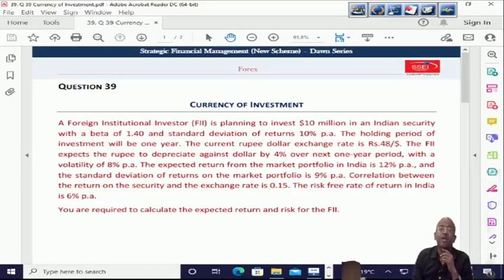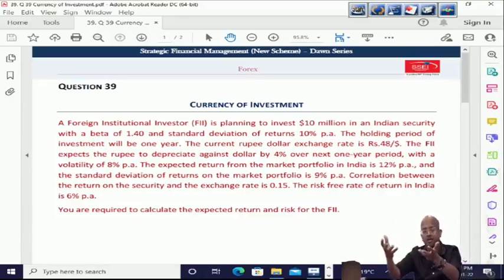So 48 into 1.04 is the exchange rate after 1 year, which is 49.92. Check it out, please. 48 into 1.04, is it 49.92? Yes. The FII expects the rupee to depreciate, with a volatility of 8%, that's the volatility of the exchange rate.